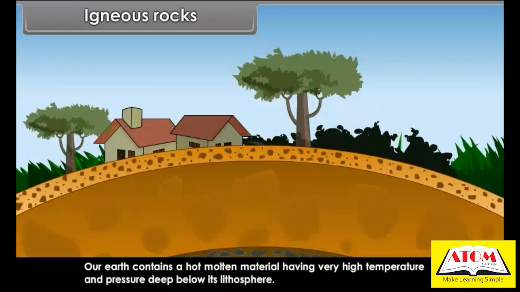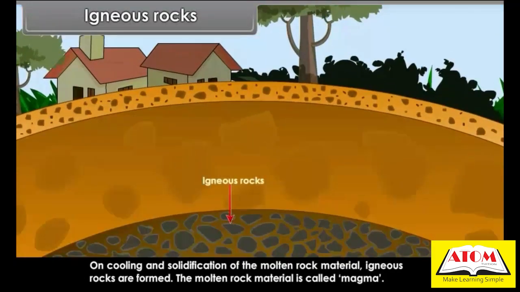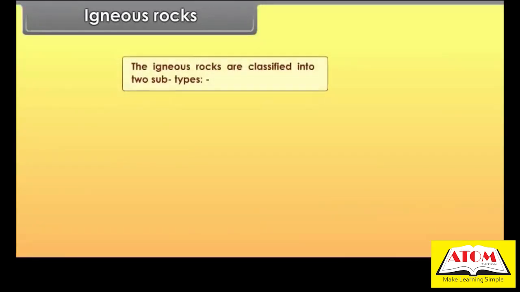Igneous rocks. Our Earth contains a hot, molten material having very high temperature and pressure deep below its lithosphere. On cooling and solidification of the molten rock material, igneous rocks are formed. The molten rock material is called magma. The igneous rocks are classified into two subtypes: extrusive igneous rocks and intrusive igneous rocks.